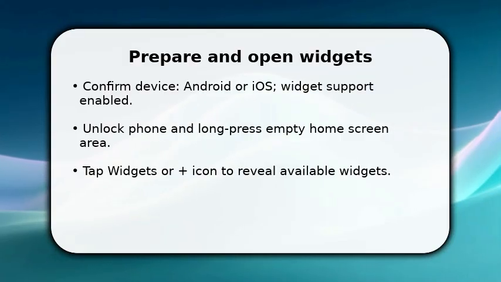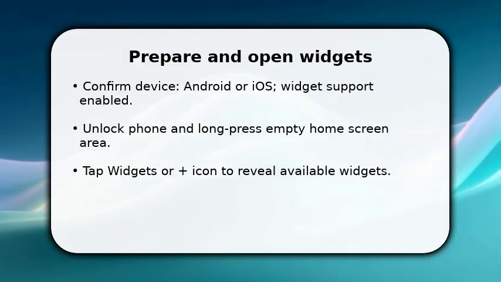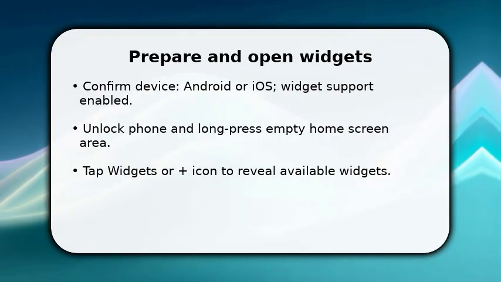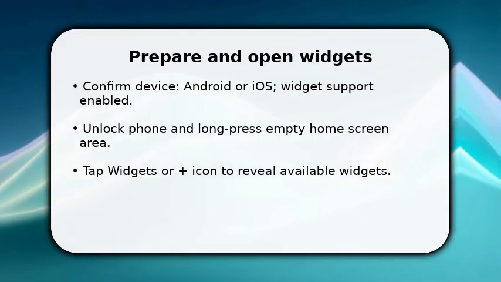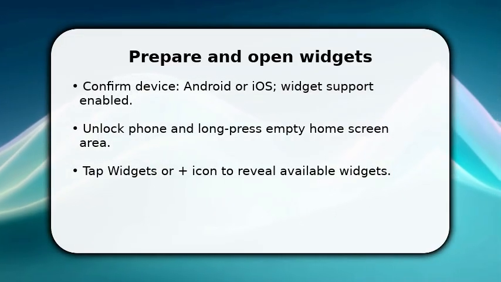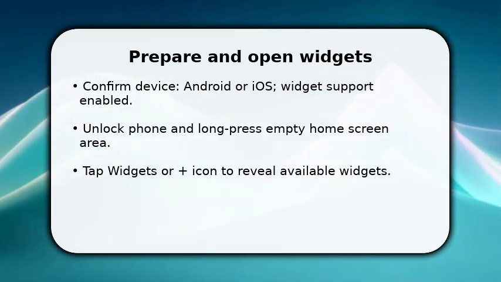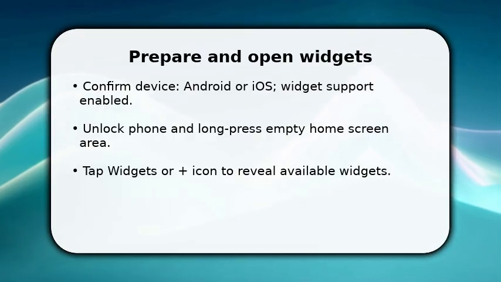You start by making sure your phone supports home screen widgets and that you're on the primary home page. Once done, long press an empty area of the home screen to open the customization menu. This is faster than diving into settings. Tap Widgets or the plus icon to view available widget options.